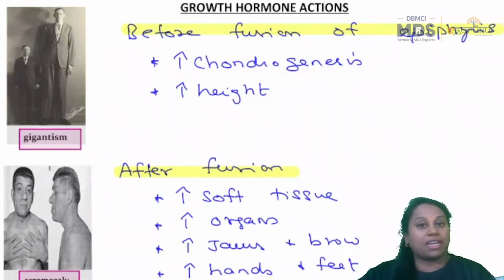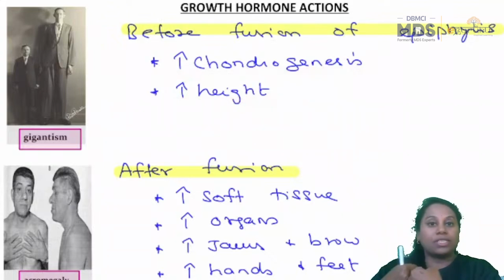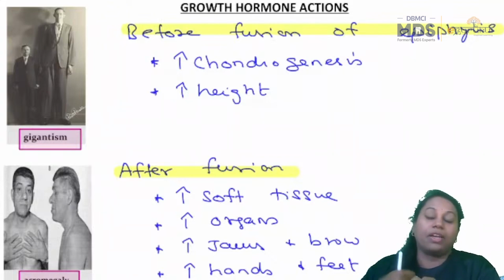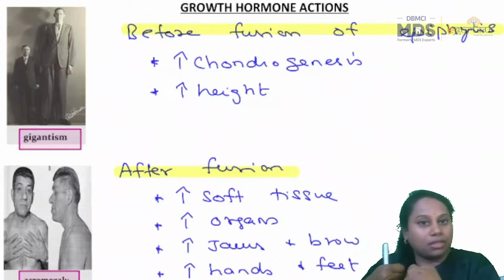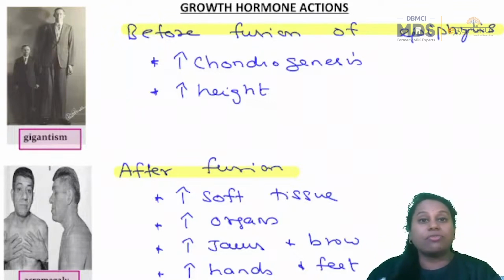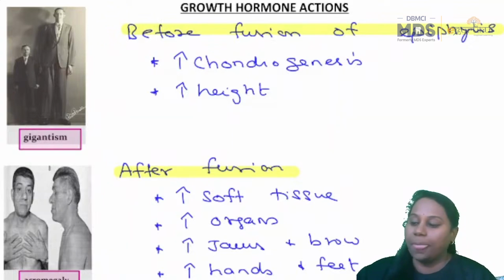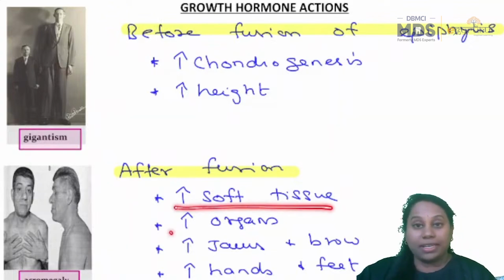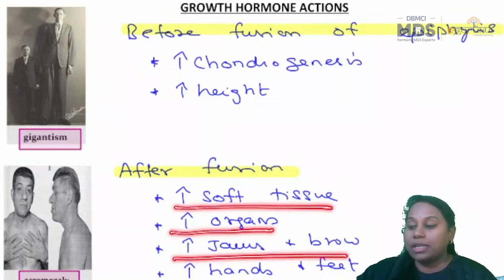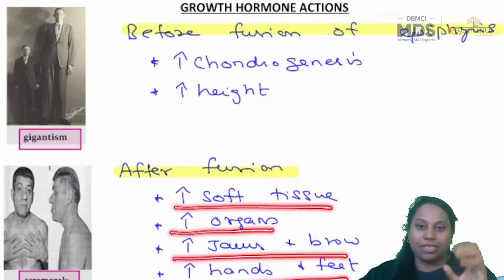After fusion of epiphysis in an adult, the bones have already fused. Now it can't increase the height because the cartilage cells, the bones, have fused. You cannot increase the height. So instead, growth hormone increases other things. Because it can't increase the height, see what all it is increasing. It increases the soft tissue, the size of organs, the jaws and brows, and the size of hands and feet. These are the effects of growth hormone after fusion of epiphysis in adults.